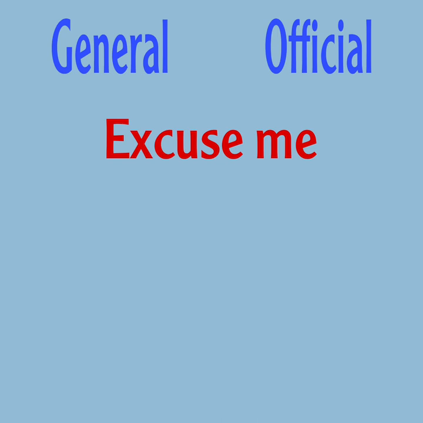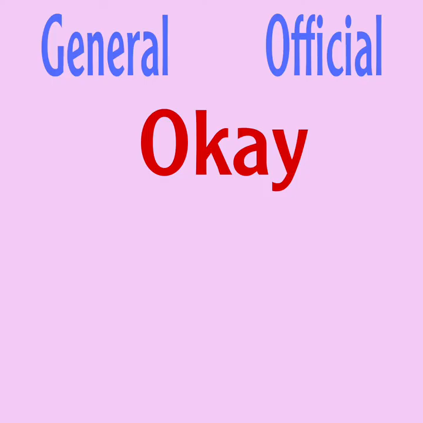In formal Arabic, how do we say it? عذراً, or لو سمحت, لو سمحتي. Okay, حسناً or طيب. I want you to write down all your answers in the comments and make sure you tell me how much you've got. Mark it out of 15.